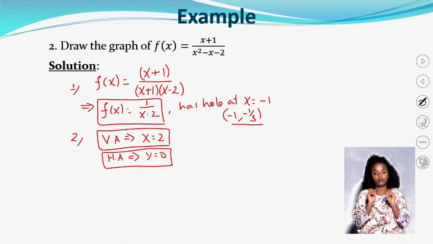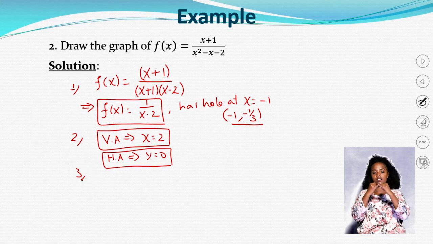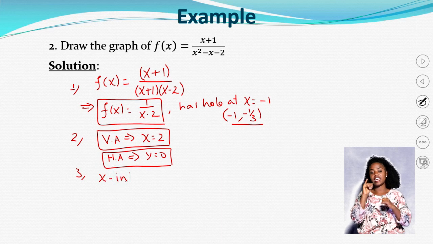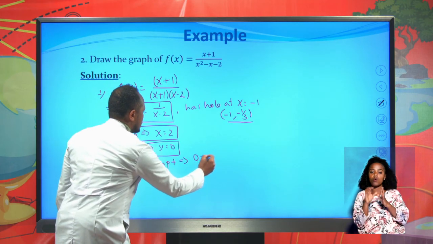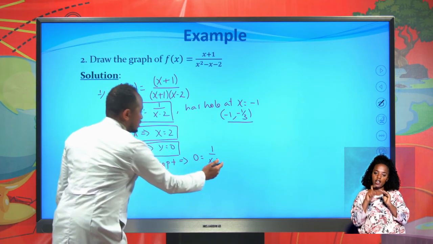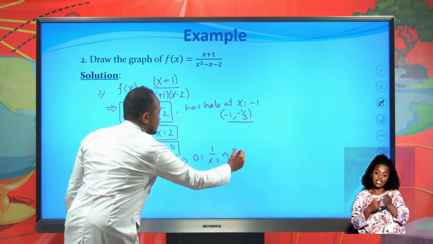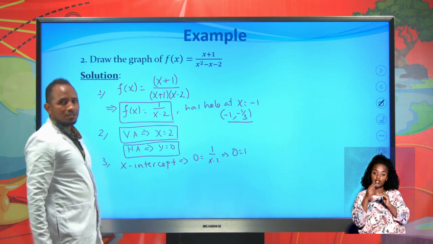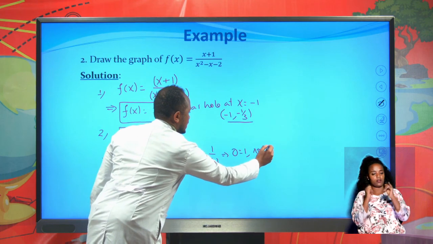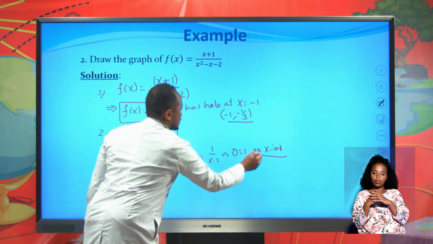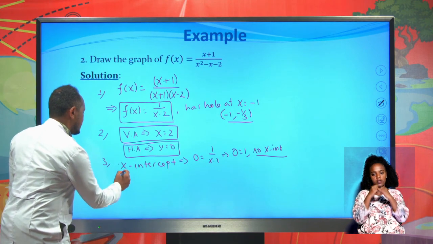Okay. Now, third, x and y intercept. To find the x intercept, you make the value of y 0. So, to find the x intercept, make f of x, which means y, equal to 0. 0 is equal to 1 over x minus 2. When you cross multiply this, you get 0 equals 1. This shows that it has no x intercept. Okay. Now, y intercept.